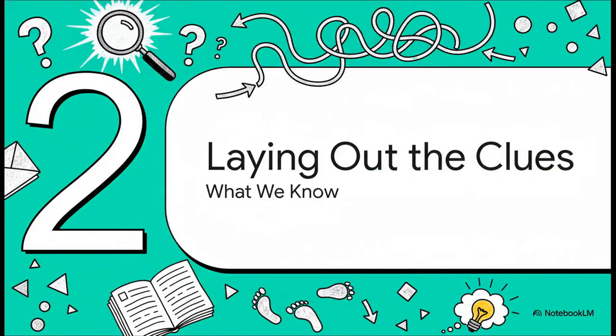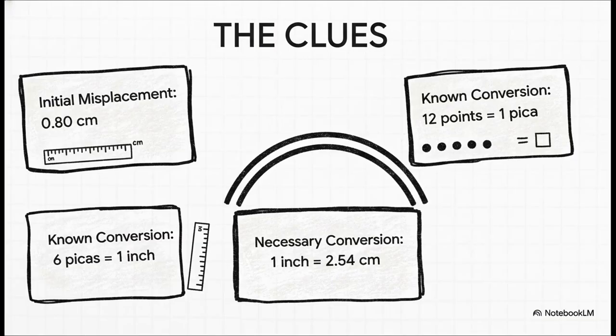Okay, so every good plan starts with gathering your intel. Let's move on to our next section, laying out the clues. We need to figure out exactly what information we have to work with. So here are all the facts on the table. We're starting with a misplacement of 0.80 centimeters. The problem also gives us two key conversions. 12 points equal 1 pica and 6 picas equal 1 inch. But wait, do you see the little disconnect here? We're starting in centimeters, a metric unit, but the path forward involves inches. That means we need a bridge, a way to get from the metric system to the imperial system. And that bridge is our crucial third conversion. 1 inch is exactly 2.54 centimeters.